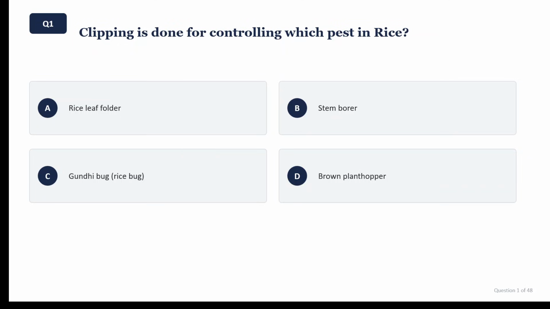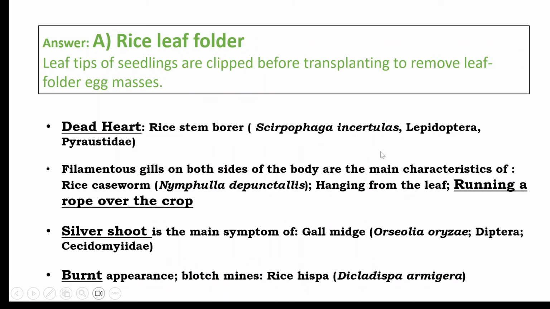First question: clipping is done for controlling which pest in rice? There are four different pests: rice leaf folder, stem borer, gandhi bug or brown plant hopper. Please try to solve the options also, like dead heart caused by rice stem borer, then brown plant hopper, scientific name Nilaparvata lugens. And for this question, the right answer is rice leaf folder.